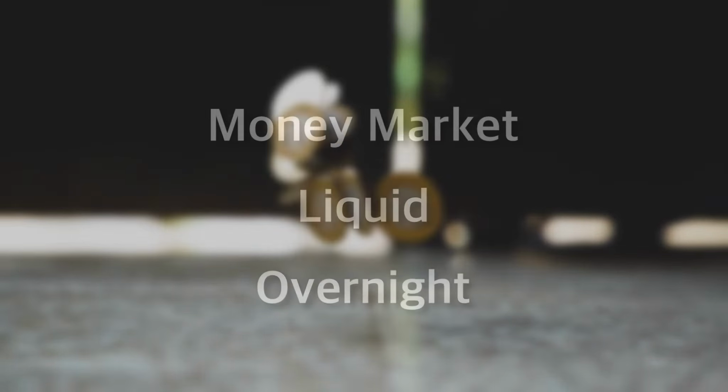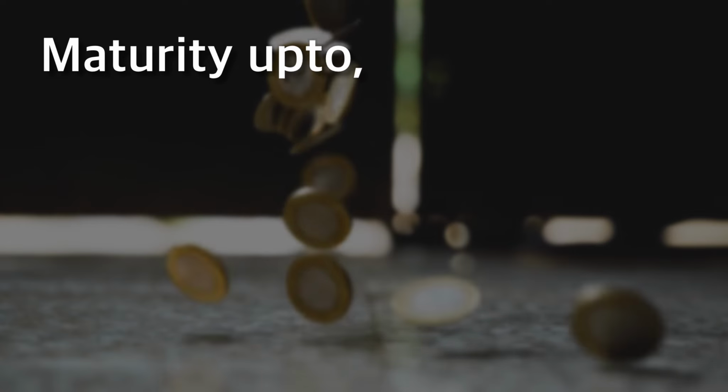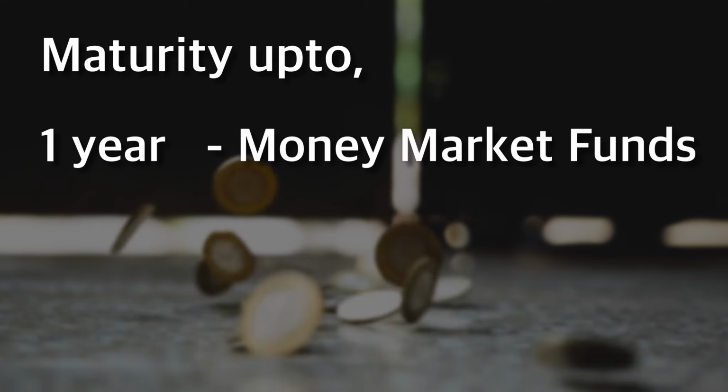And lastly, we have money market, liquid and overnight mutual funds. These are the ones which are really liquid in nature, and they majorly invest in short-term debt instruments. So if the fund invests in instruments with a maturity of up to 1 year, they are called money market mutual funds.